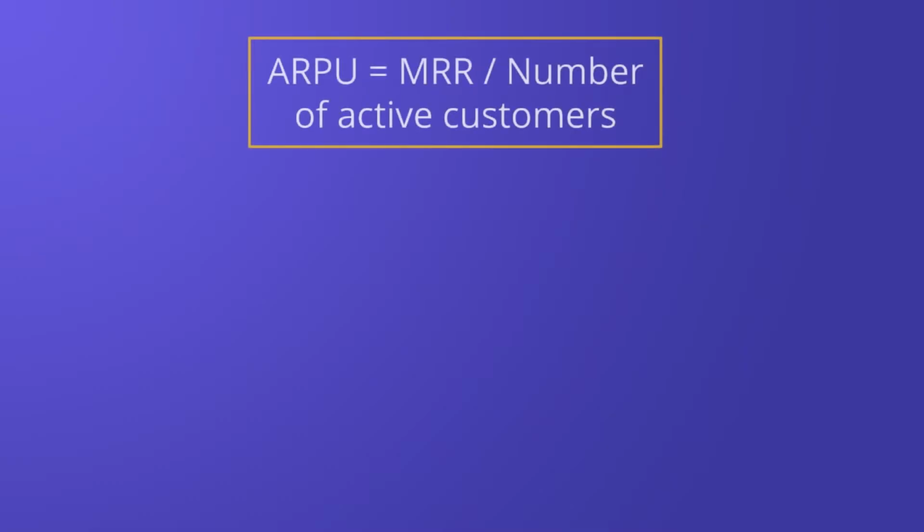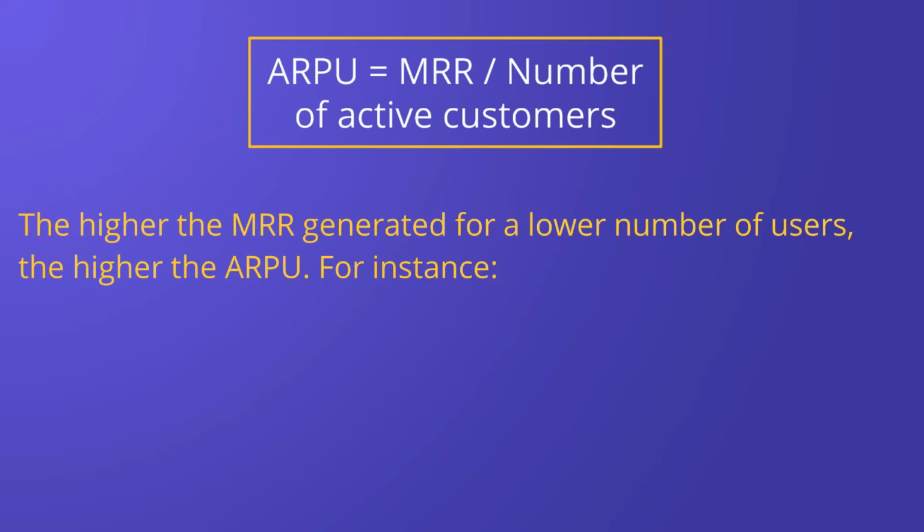How is average revenue per user calculated? The ARPU formula is pretty easy, as it comes from dividing monthly recurring revenue by the total number of active customers. The higher the MRR generated for a lower number of users, the higher the ARPU.